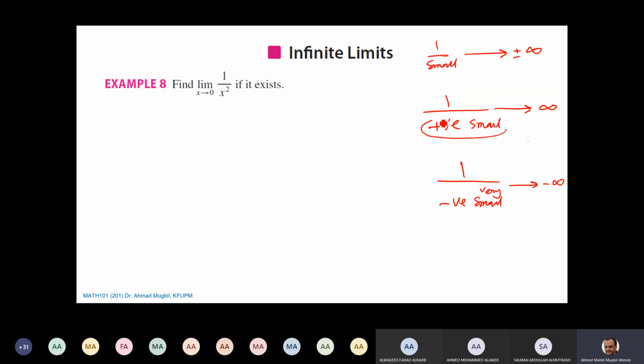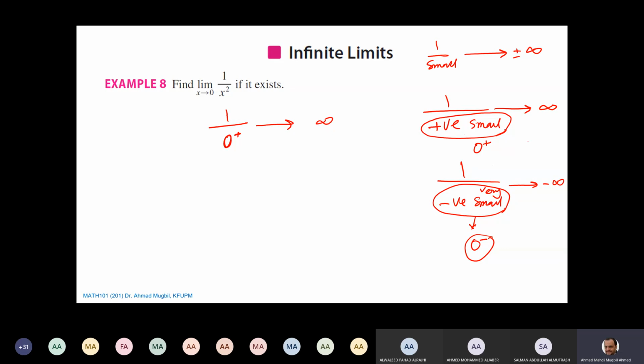We can write this, by the way, if you don't get confused, shabab, I can write it as 0 plus. Also, this one you can write instead as 0 minus. This means that it will be very close to 0, but positive. Here it means very close to 0, but less than 0, but negative. So now what do you think here? 1 over, is it going to be positive or negative? Because we have squared here. It will be 1 over a small number, but positive, because it is squared. So in that case, the limit will be positive infinity.